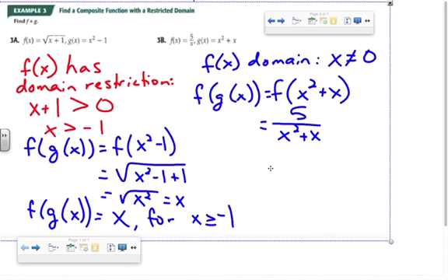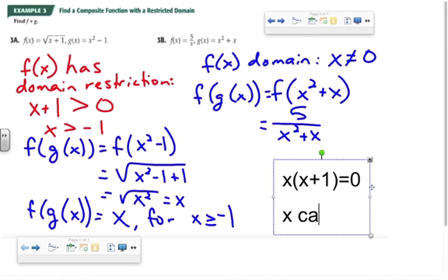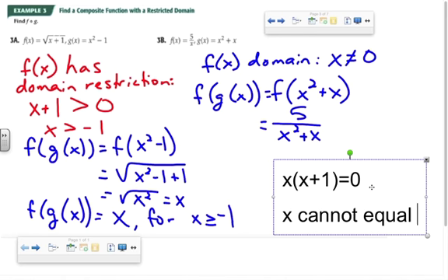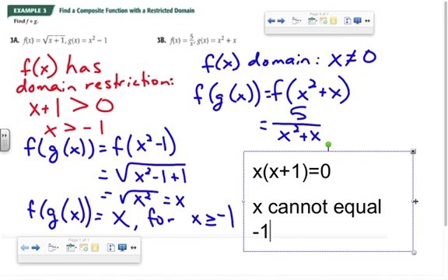So that means that x times x plus 1, because I've factored the x out of this expression, cannot equal 0. Okay, so x can't equal 0. That's still true. But in addition to that, x cannot equal -1. So that's an additional restriction to our domain.